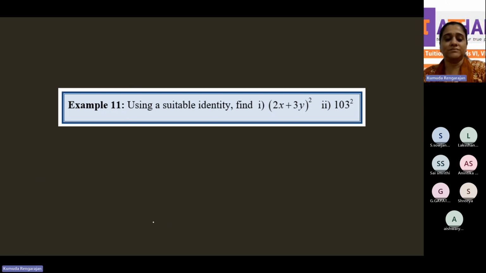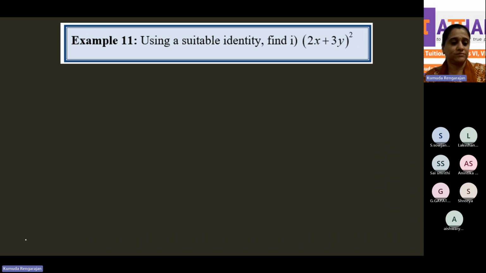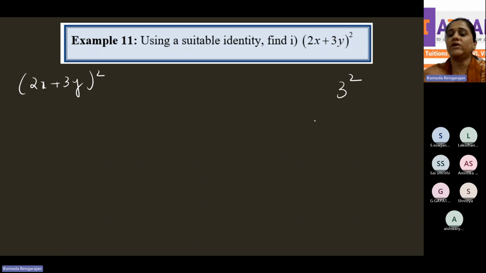All right, children. Now see the question. Using a suitable identity, find. That means they're asking you to expand. Find means expand this one. If I say find, what will you do? What's the answer? 9. I say find. What will you say? 25. I say find.